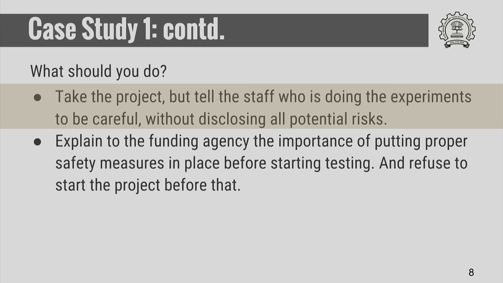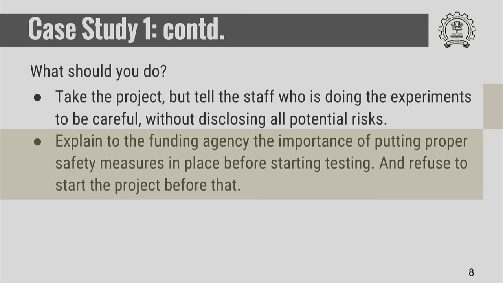You can take the project. You can tell the person who is doing the experiments to be a little careful with these samples, but you don't disclose all the potential risks. Some of them could be potentially life-threatening. Or you explain to the funding agency the importance of putting proper safety measures in place and refuse to start the project before that. Now, again, we know that the second option is the right option. That's what we should do.